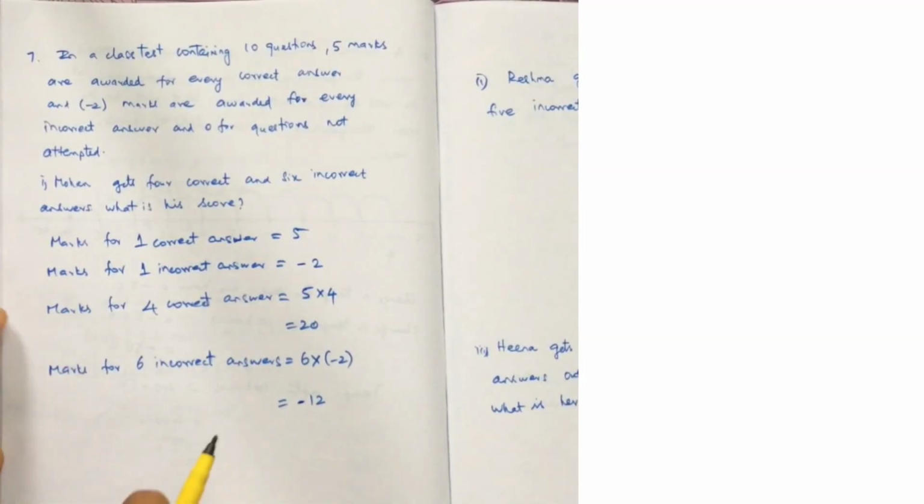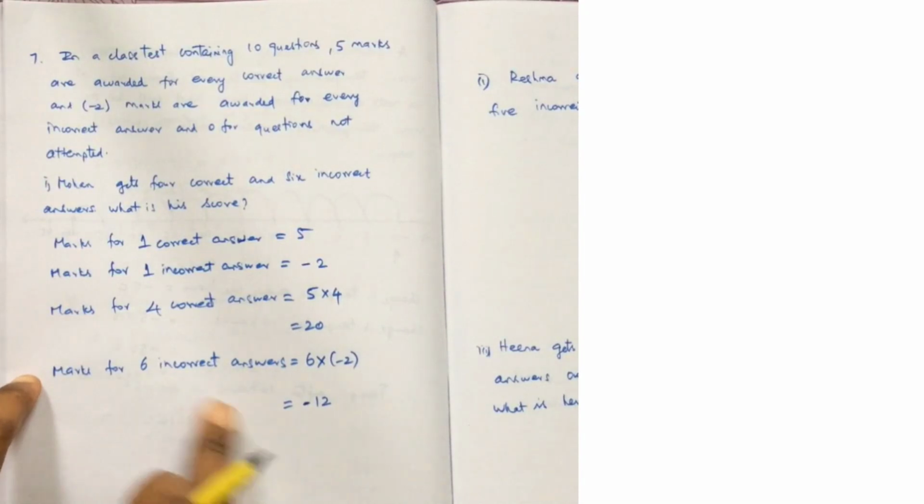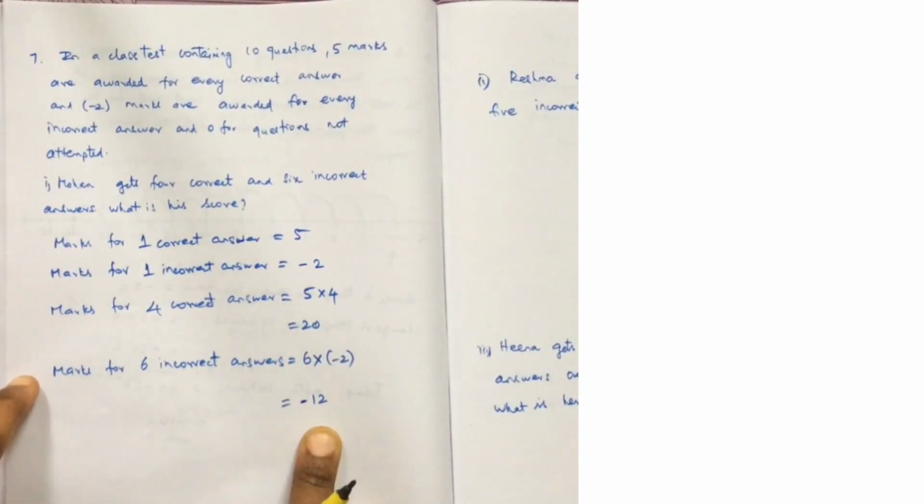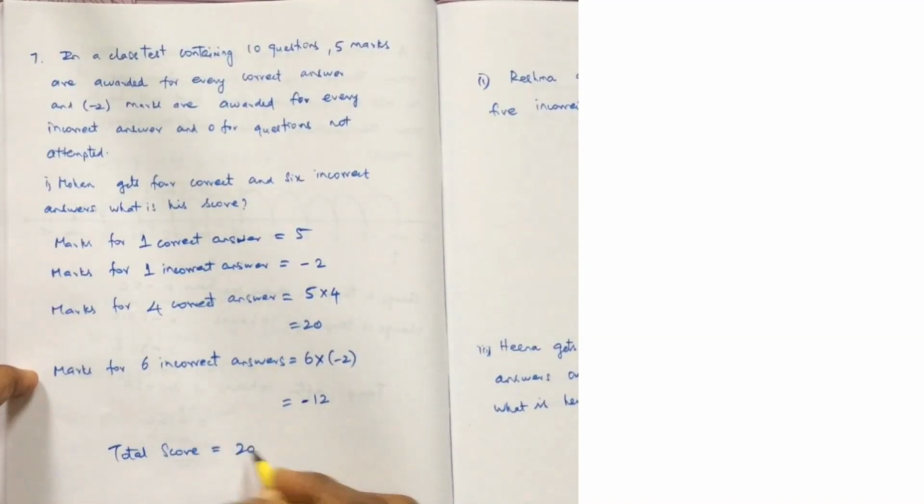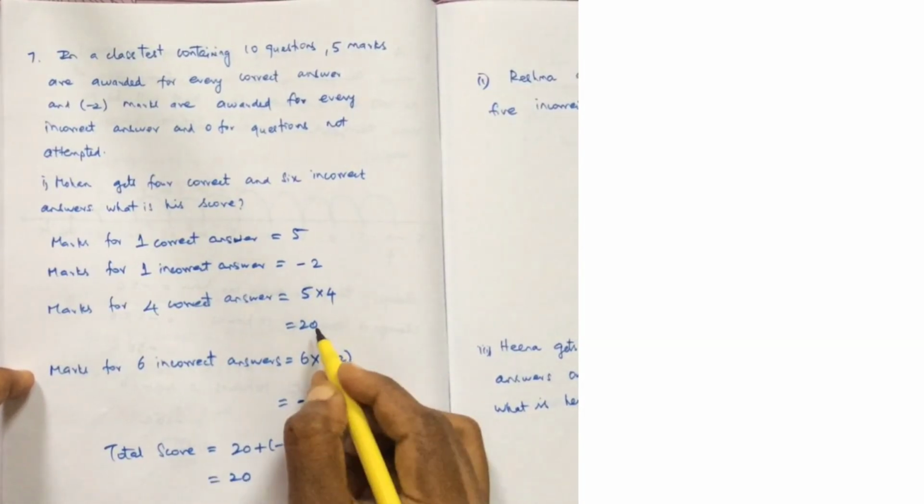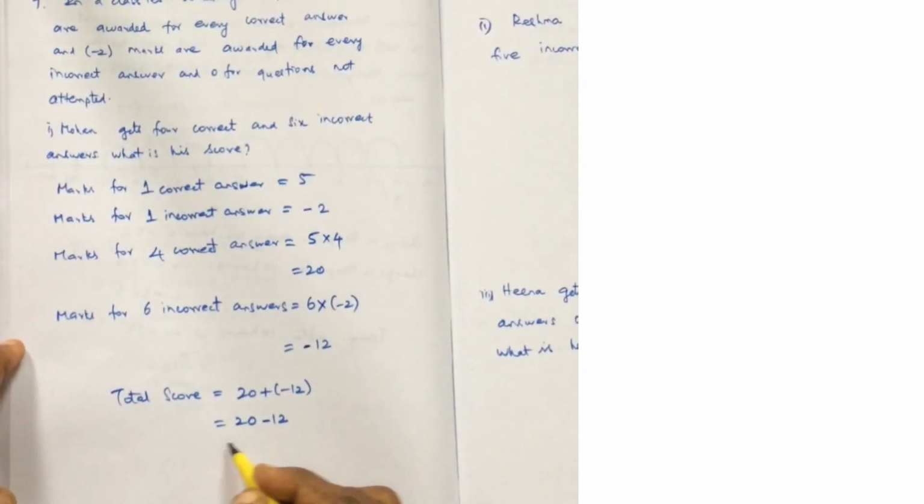Okay, for correct answers he got 20 marks. For wrong answers, 12 marks should be reduced from that. So total score is 20 plus minus 12, otherwise directly you can write from 20 this 12 should be reduced, so 20 minus 12, that is equal to his mark, 8 marks.